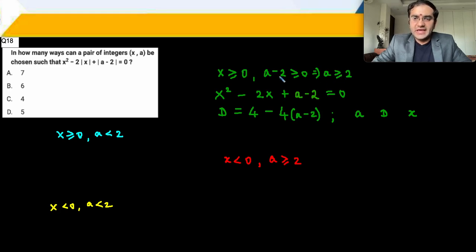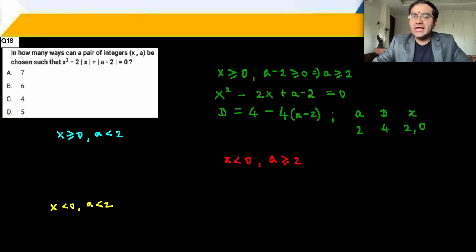Okay? So if a is greater than or equal to 2, let's start with a equal to 2. If a is 2, then discriminant is 4 and roots exist. So here let me put a equal to 2. When you put a equal to 2, x square minus 2x is now equal to 0. So x becomes 0 or 2, and I have two solutions now. Okay? So we'll put back our original expression a minus 2.